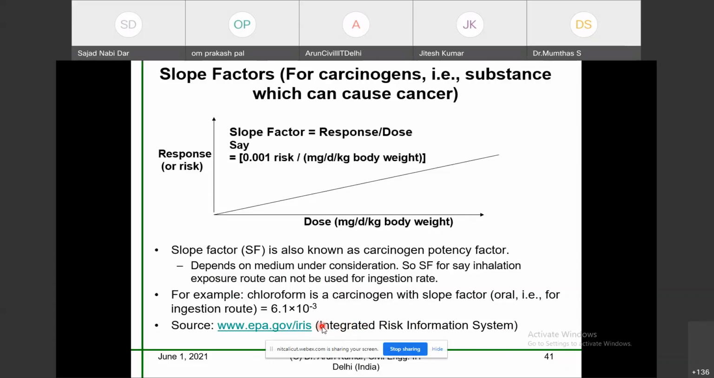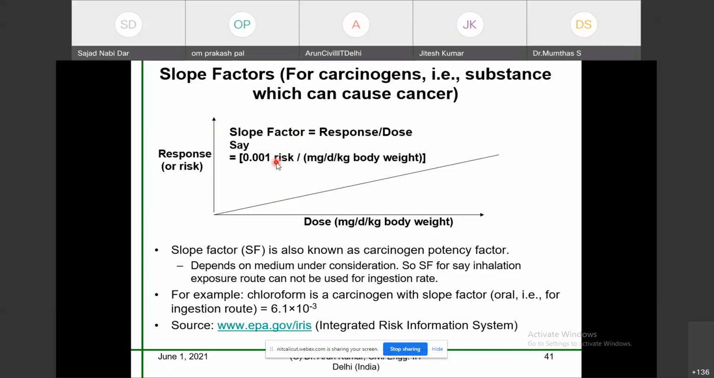So for example, for carcinogens, we look for the slope factor. When you read the document, you will look for the slope factor. Sometimes you will get an oral slope factor. It means the oral pathway, and the slope factor is basically the response versus dose value, the slope of response over dose. US EPA has already calculated this slope factor for carcinogens, and they have compiled it there.